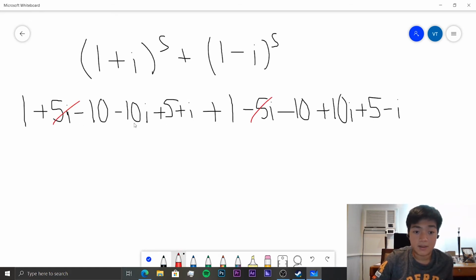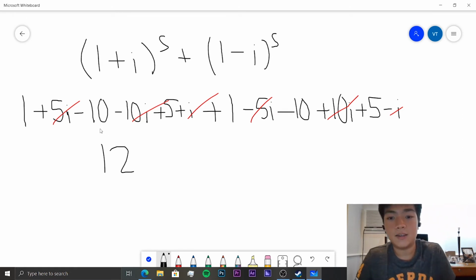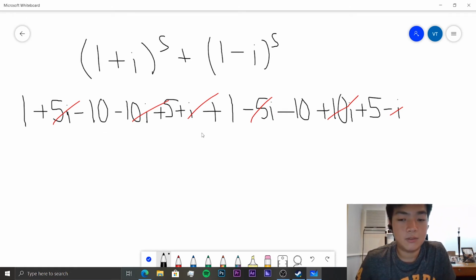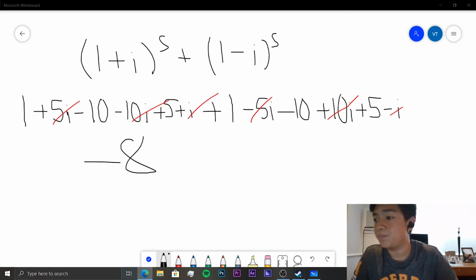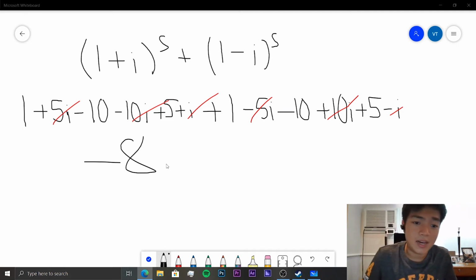These two cancel out, these two cancel out, and these two cancel out. So we're left with 1 plus 5 plus 1 plus 5. So 12. Oh, actually, we're only left with a whole number. So it's 12 minus 20, which is negative 8. So I think that should be the answer. Let's just check. Negative 8i, of course.